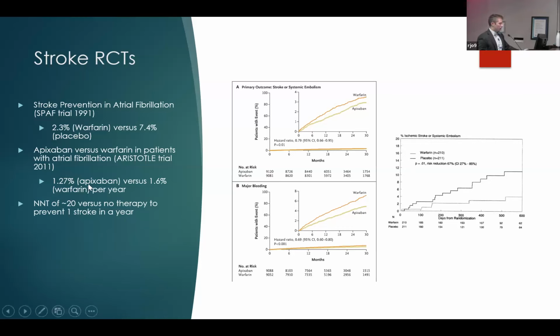The difference is about 0.4% of apixaban versus warfarin. Now there are other benefits to this, like decreased bleeding, which was more obvious, but we're not going to get into that today. But the number needed to treat of someone on warfarin versus apixaban is about 250, so 0.4 into 100. So that was really, really interesting.